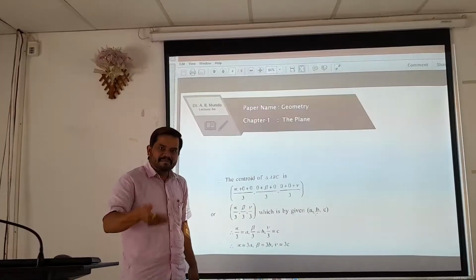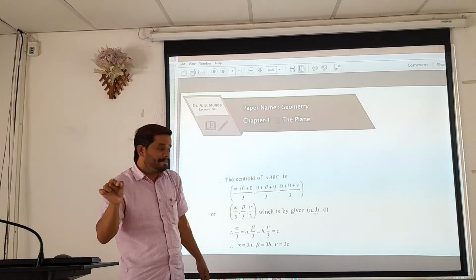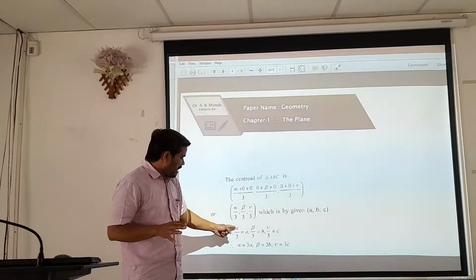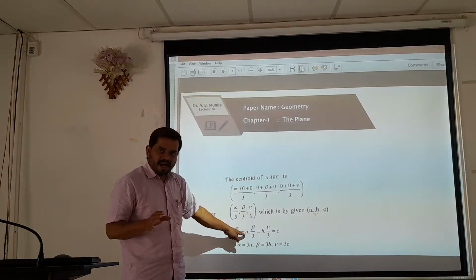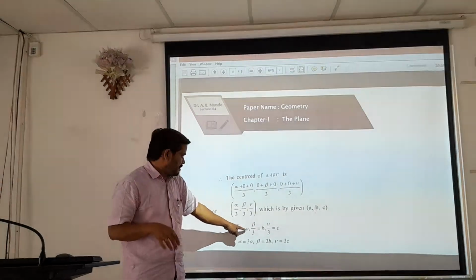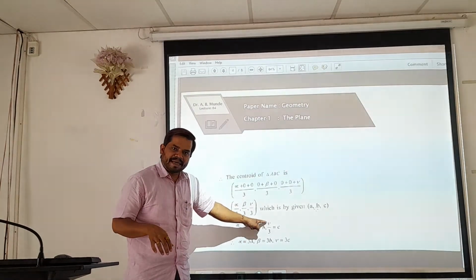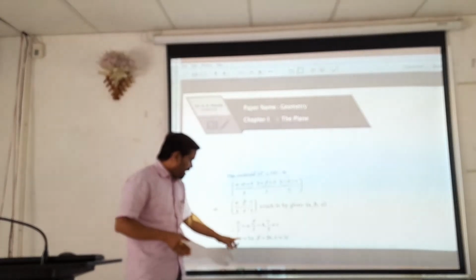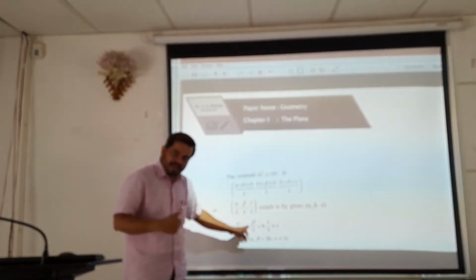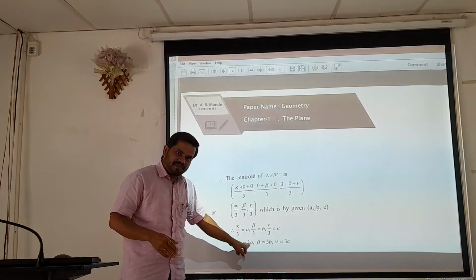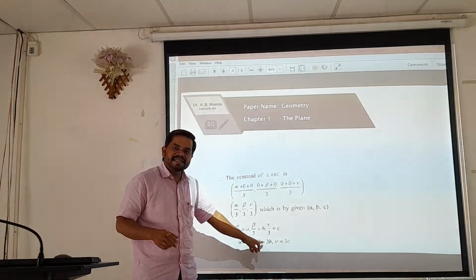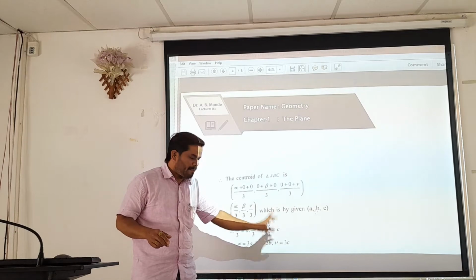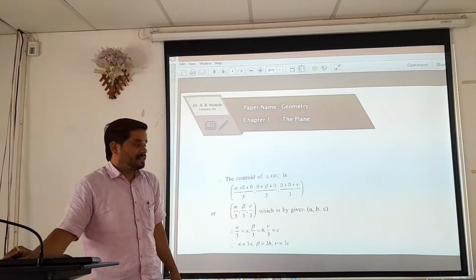And this is given by the point small a, b, c. Therefore, alpha by 3 is equal to a, because you can compare with that point. Beta by 3 is equal to b and gamma by 3 is equal to c. We get the values: you can take the 3 to the right-hand side, so alpha is equal to 3a, beta is equal to 3b, and gamma is equal to 3c.